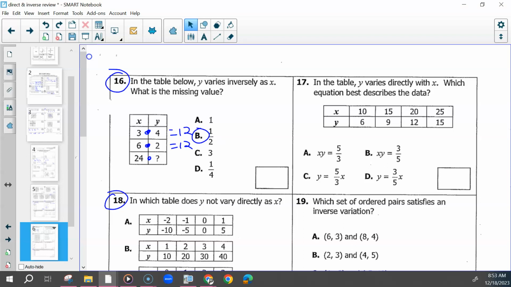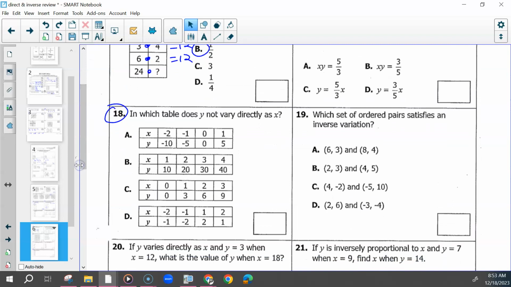Question 18. In which table does y not vary directly as x? So vary directly. Direct. So if we start dividing y by x, which one is not? So let's do that for each. Negative 10 divided by negative 2 is 5. Negative 5 divided by negative 1, 5. 0 divided by 0, but it goes through the origin, so that doesn't matter. And then 5 divided by 5.